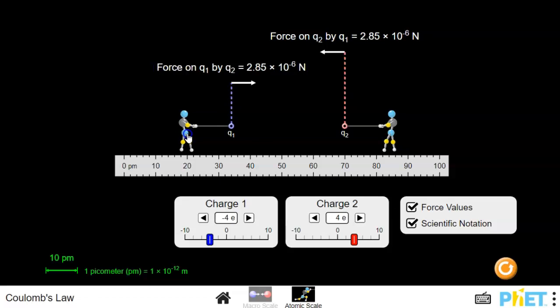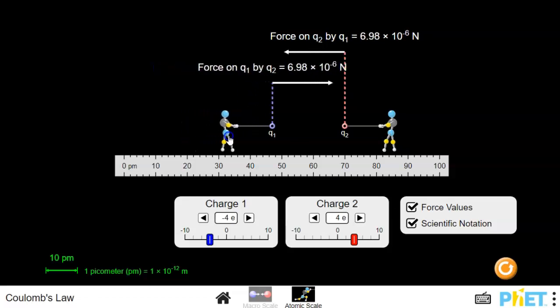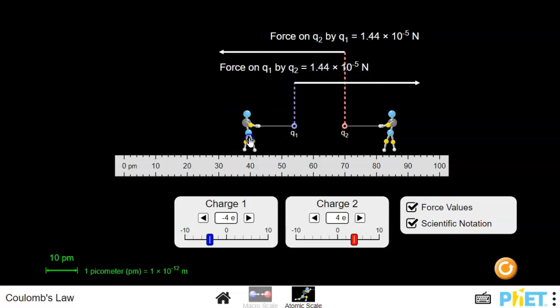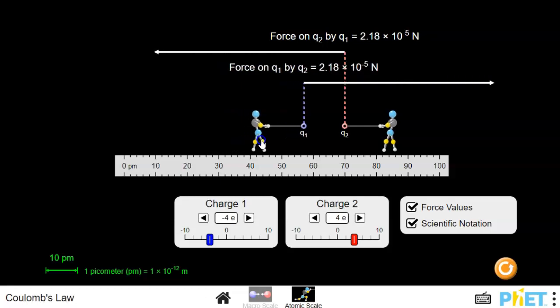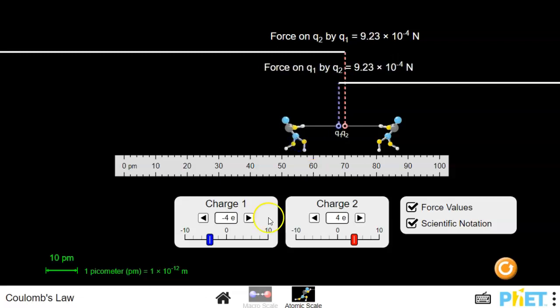Right enough, as I move them closer, it gets bigger, it gets bigger, it gets bigger. But the funny thing is, the closer they get, it gets bigger quicker, right? This is a huge difference. And as they get real close, it gets crazy strong. Look at that. It went from 4 to 9 just in that one little increment there.